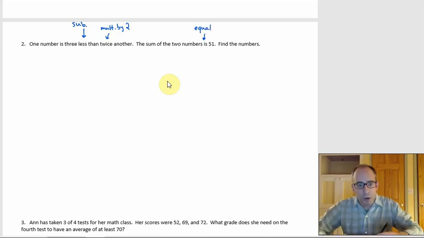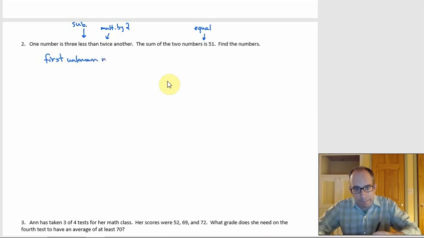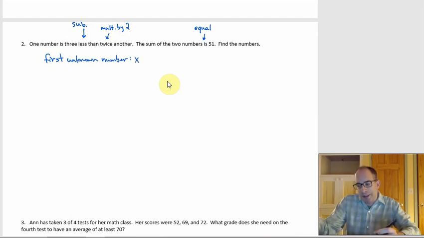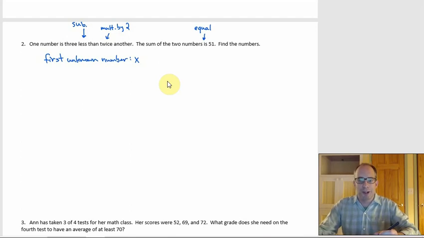All right, so what I'm going to do is say we've got 2 unknown numbers that we've got to figure out, right? So I'm just going to say that the first unknown number is x. I got to call it something, right? And we don't know what it is, so just any variable placeholder would work. You want to call it x, you want to call it n, you want to call it a, you want to call it z, that's fine.